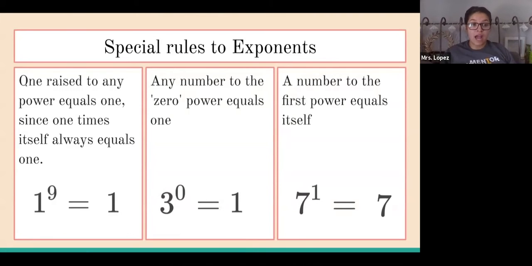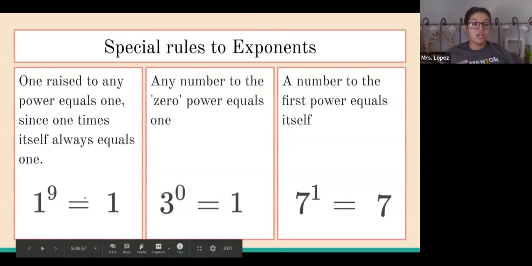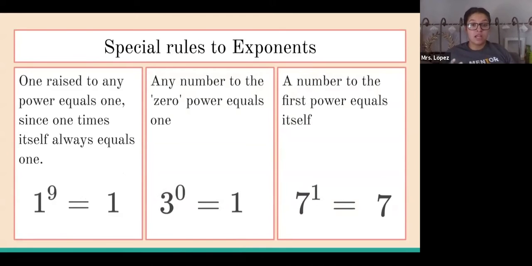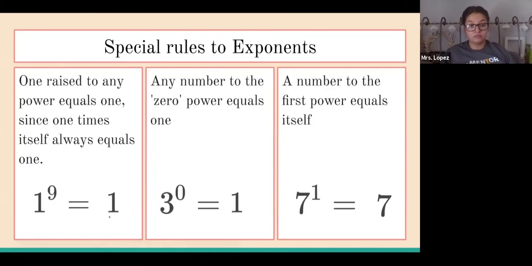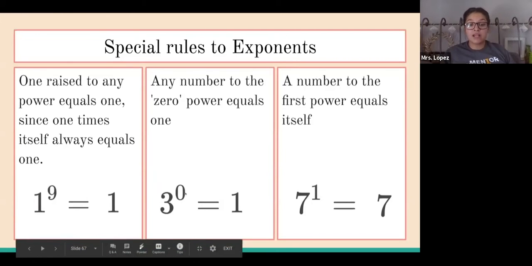So we have 1 raised to any power equals 1. Since 1 times itself always equals 1, you're always going to get the answer 1. So these are 3 very special rules that you need to know and understand for exponents. Any number raised to 0 is always going to be 1. And any number raised to 1, it's always going to be that number that is in the base. So it's going to equal 7 in this example.